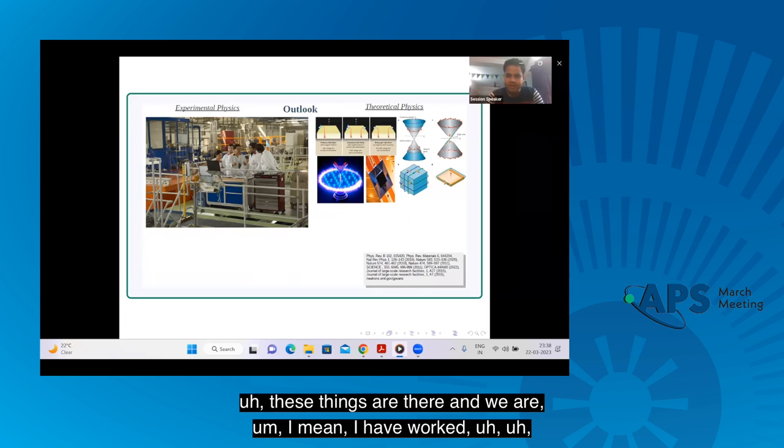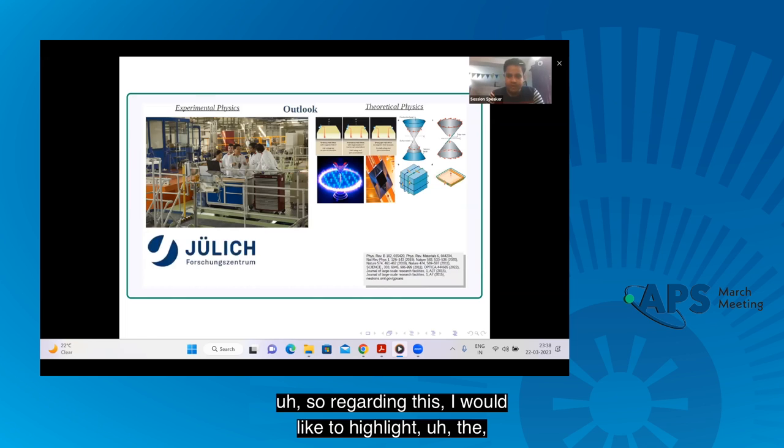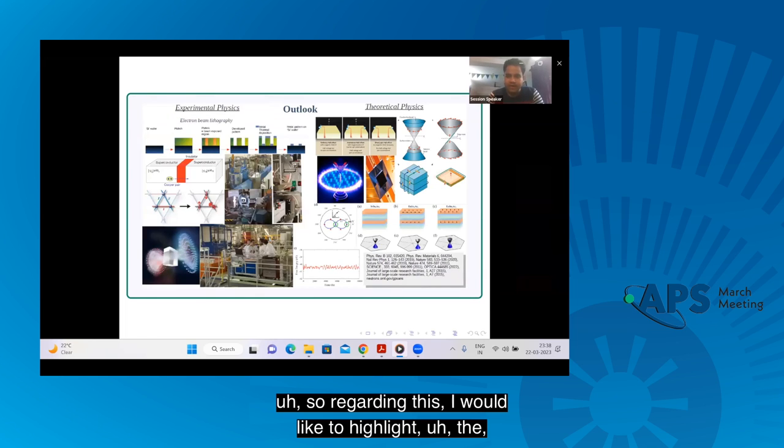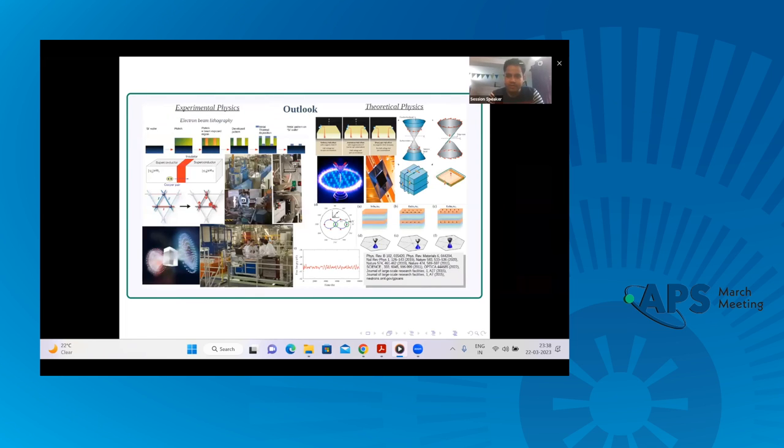These things are there, and I have worked with these things to find different new properties. Regarding this, I would like to highlight two of our published works, titled K2CoS2, two-dimensional imprint antiferromagnetic insulators, and another one titled magnetically tunable Dirac and Weyl fermions in the digital materials family. These things I will be discussing in my upcoming slides.